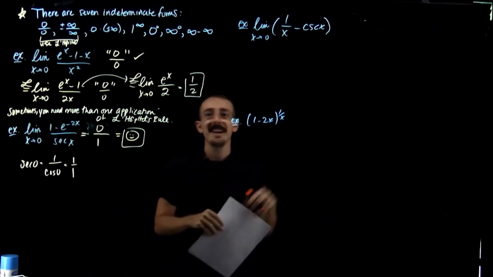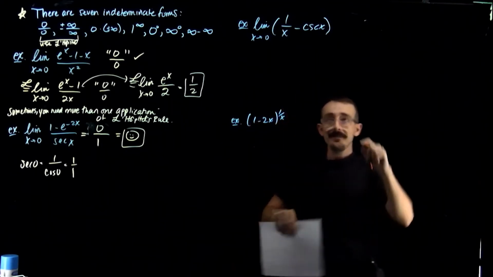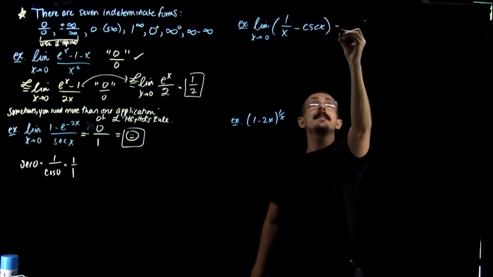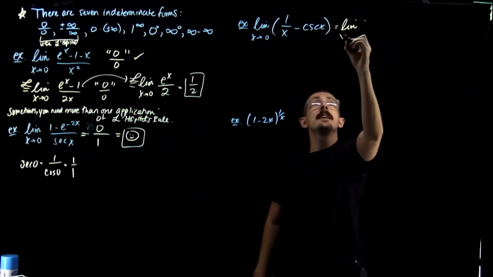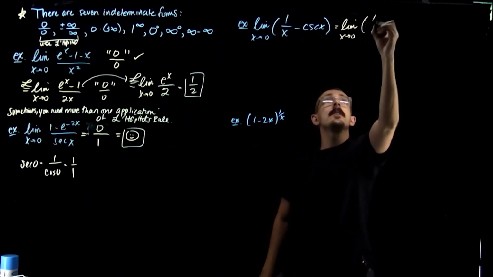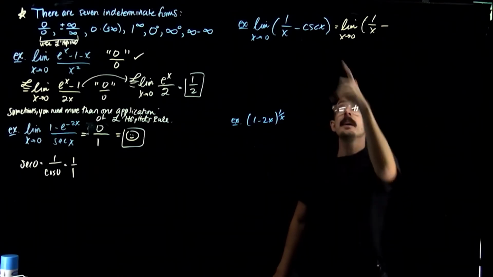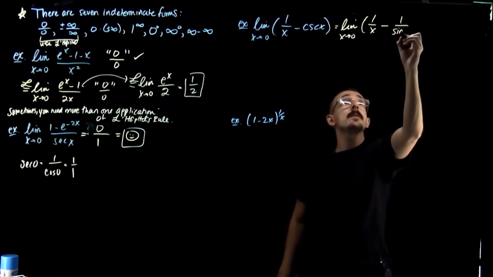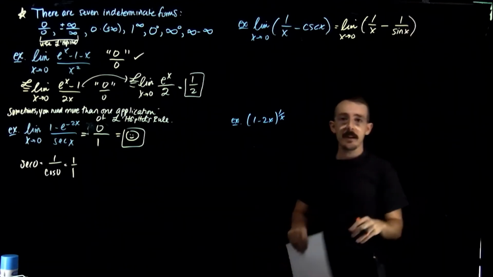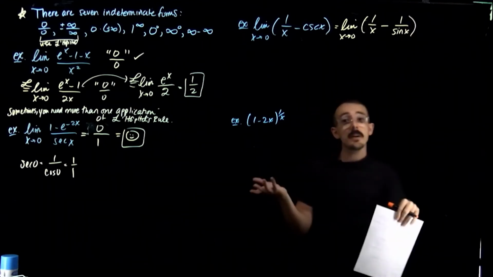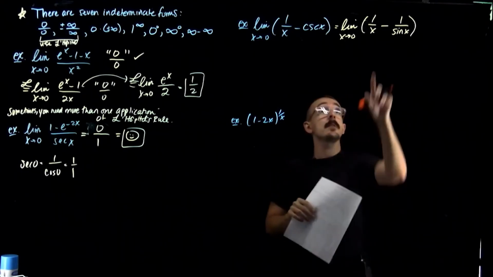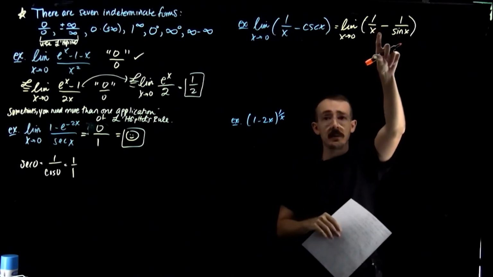You finish the problem. Let's look at this one. So I'm going to rewrite this just slightly. I'm going to say this is the limit as x goes to 0 of 1 over x minus cosecant, the reciprocal identity of 1 over sine. I'm going to write it like that. So what's going on here, I'm going to plug in 0 to find out. So if you plug in 0, 1 over 0.